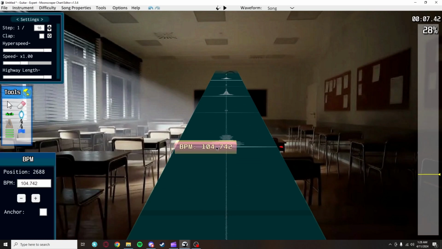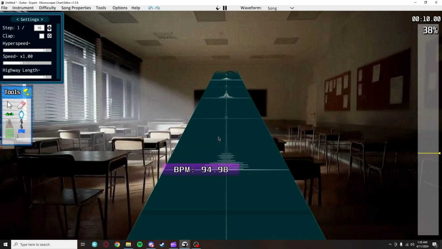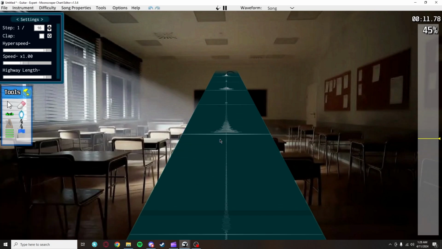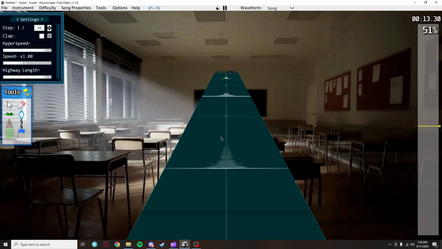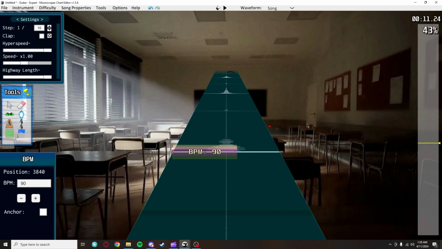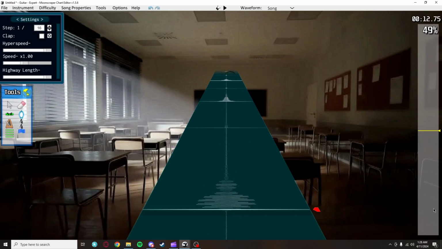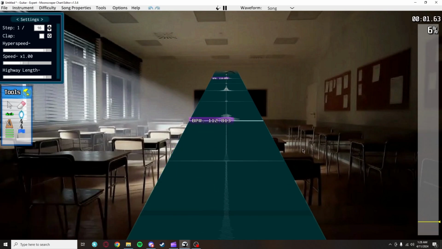So here we can see that the waveform is veering off. It is now slightly before where it should be, so we're just going to place down a BPM marker and drag it to the right spot and just do that until the BPM shift is over, and then you can just continue as normal.